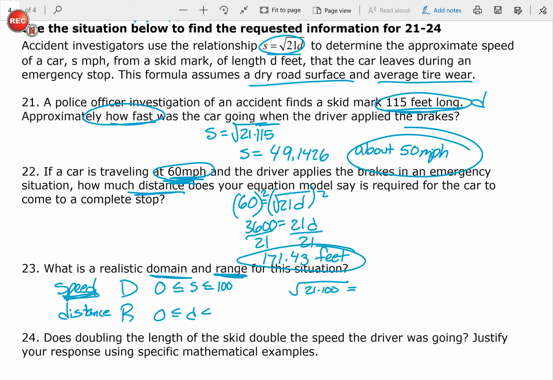So whatever your reasonable domain is, it's going to affect your range and what is reasonable as well. So for this one, if I had 100, that would be 476.19, just because that's a reasonable number. Okay.